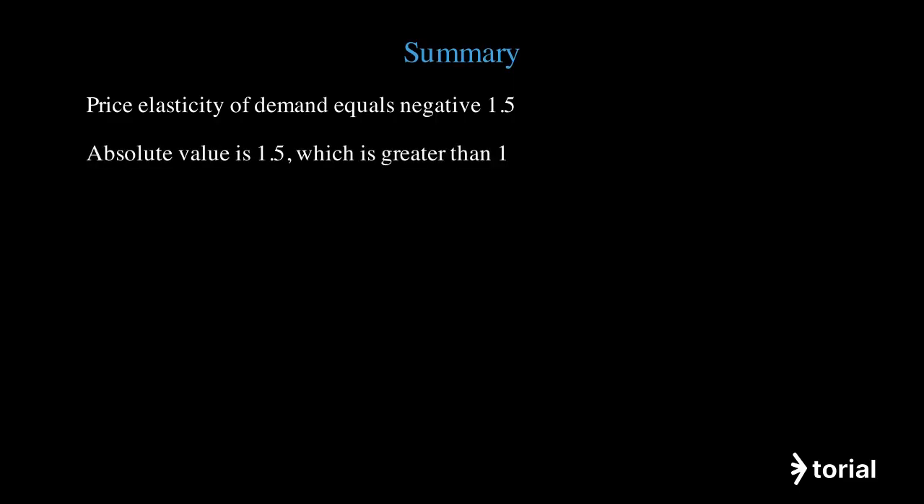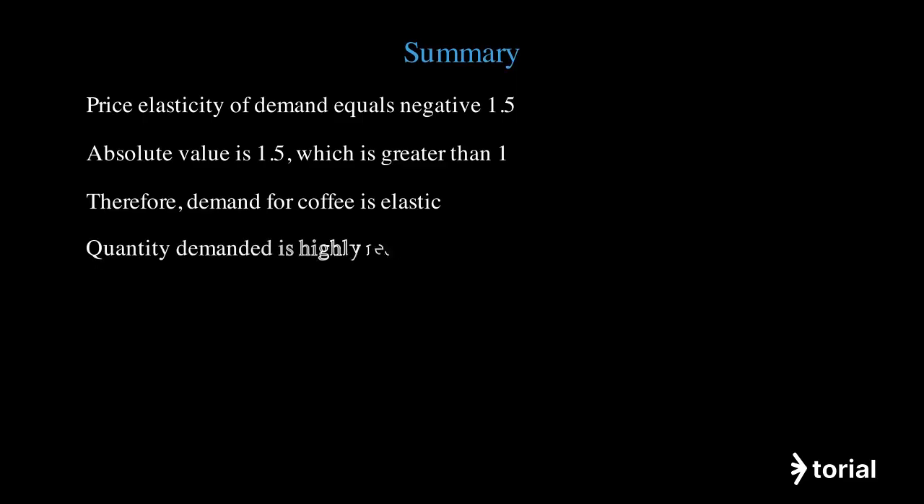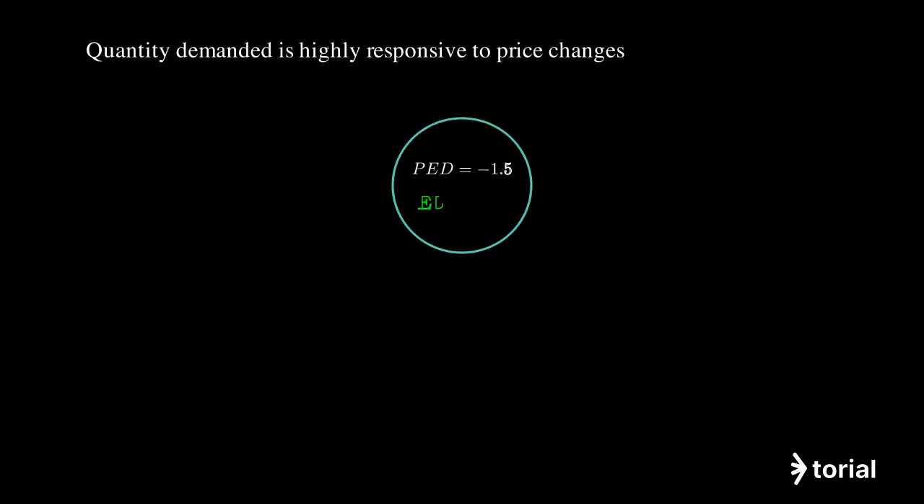Let's summarize our findings about coffee demand elasticity. The price elasticity of demand is negative 1.5. The absolute value is 1.5, which exceeds 1. Therefore, the demand for coffee is elastic. This means quantity demanded is highly responsive to price changes. Our final answer: the price elasticity is negative 1.5 and demand is elastic.